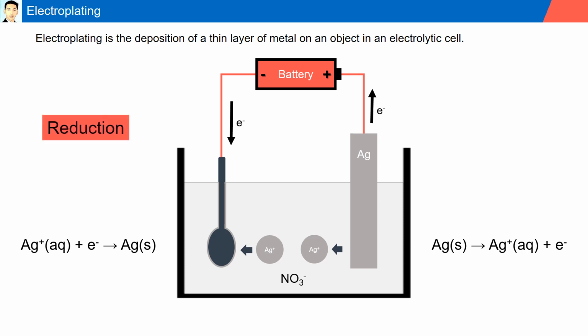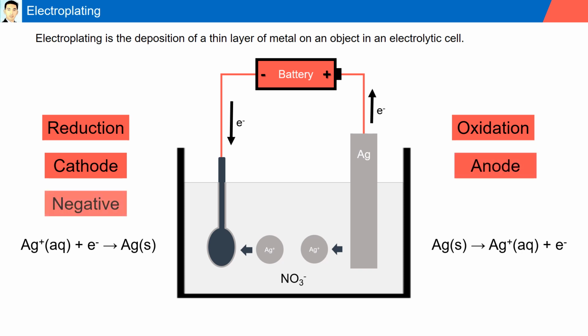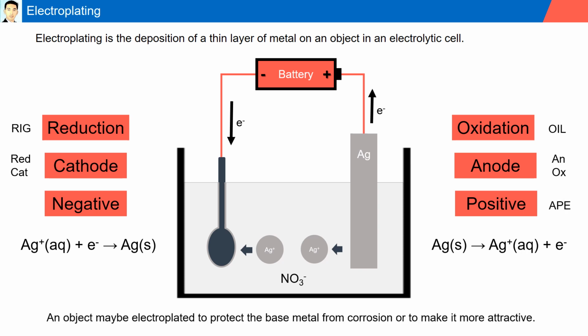The loss of electron is known as oxidation, while the gain of electron is known as reduction. Reduction occurs at a cathode, while oxidation occurs at the anode. The cathode is negatively charged because electrons are being pushed out into the solution there, while the silver bar is positive. An object may be electroplated to protect the base metal from corrosion or to make it more attractive.